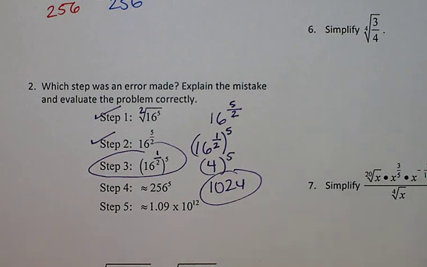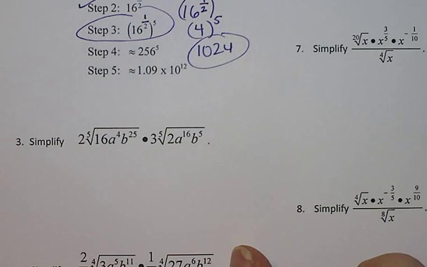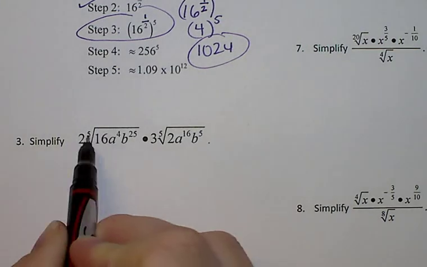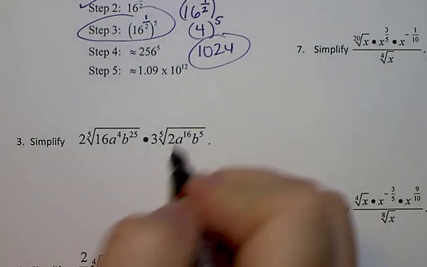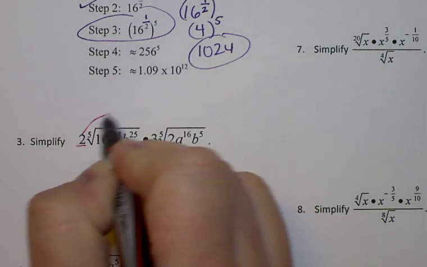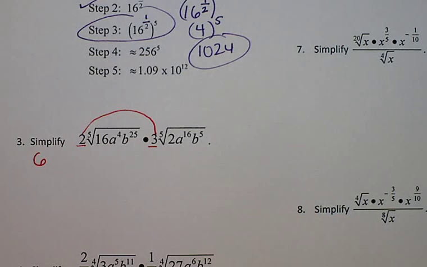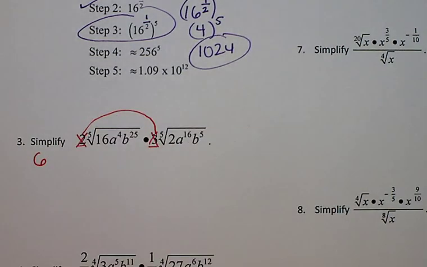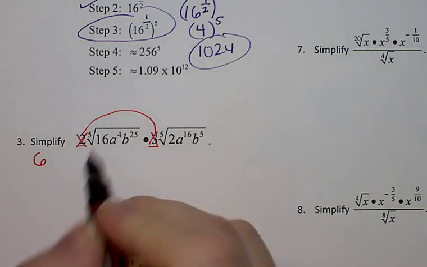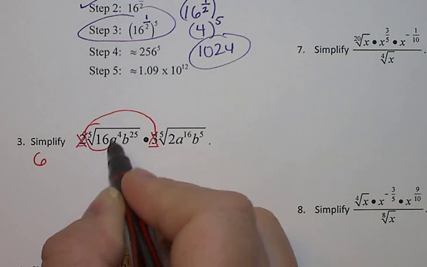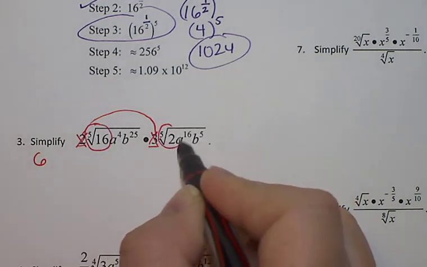Number 3. Number 3 is like number 4. When you're multiplying and you have the same nth root, there's a couple things we can do. So we're going to start with the numbers out front. 2 times 3 is 6. I personally like to cross out the 2 and the 3 then, so there's no confusion. I've already used those. Then the next thing we're going to do is take the numbers inside, the coefficients inside the radical.